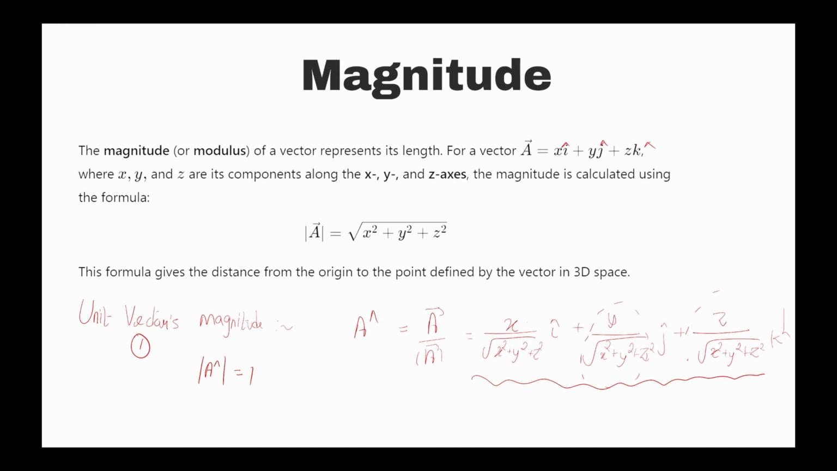So basically, whenever I have a unit vector, of course, as its name suggests, I'm going to have my magnitude as 1, and it can be found out as a vector upon the vector's magnitude.